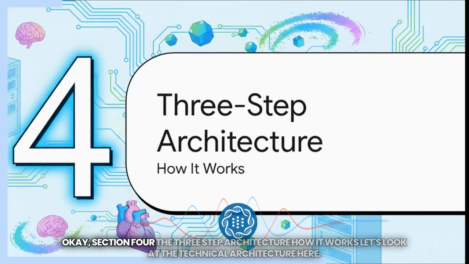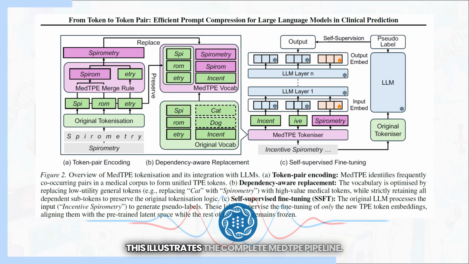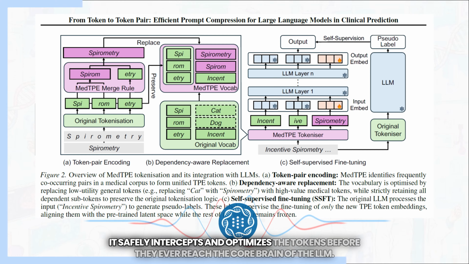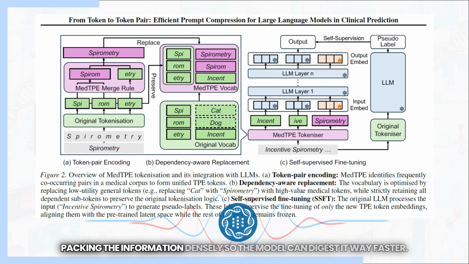Okay, Section 4. The three-step architecture. How it works. Let's look at the technical architecture here. This illustrates the complete MedTPE pipeline. Think of it as a protective layer. It safely intercepts and optimizes the tokens before they ever reach the core brain of the LLM. It's a really smart translator sitting between the raw medical text and the pre-trained model, packing the information densely so the model can digest it way faster.